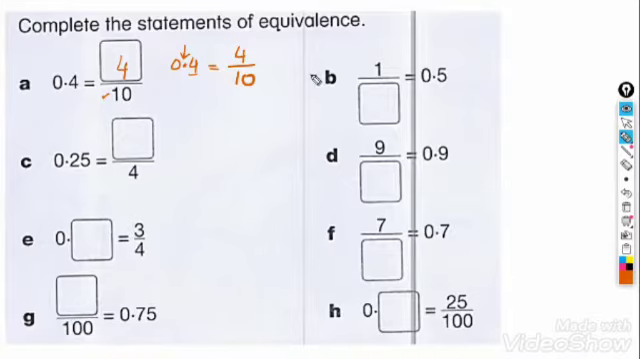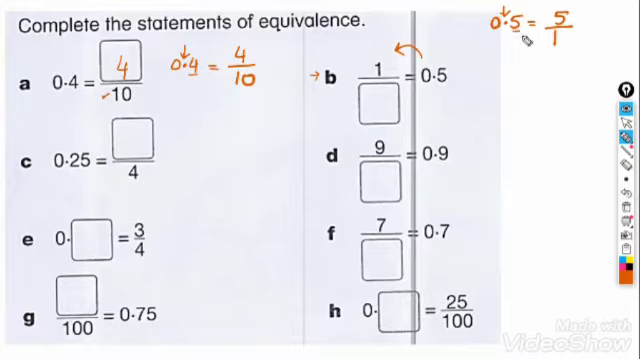Let's move to B. It is 0.5. Let's take it separately. 0.5. Change it into a fraction because we have to change it into a fraction. So it will be 5 upon. In the place of the decimal, I will put 1.